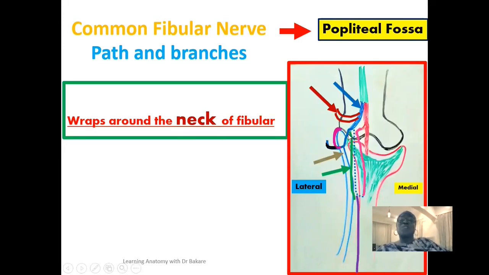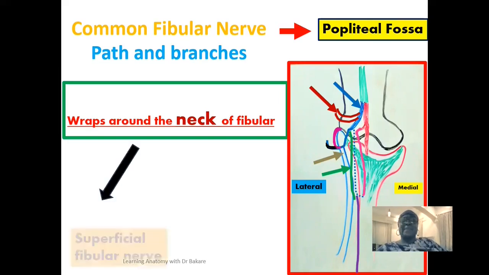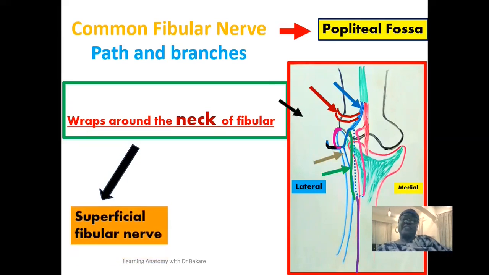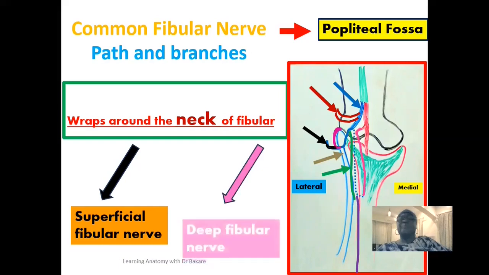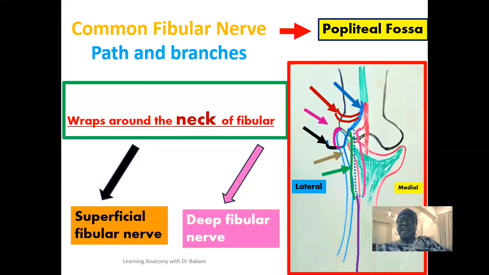So you see this common fibular nerve, after giving off this number of branches within the popliteal fossa, it is now seen to wrap around the neck of the fibula. And this is what is presented here in this image. So after wrapping around the neck of the fibula, you see it finally terminating into the superficial fibular nerve, and this is what is arrowed here in black, and also the deep fibular nerve, and this is what is seen to be arrowed here in pink.